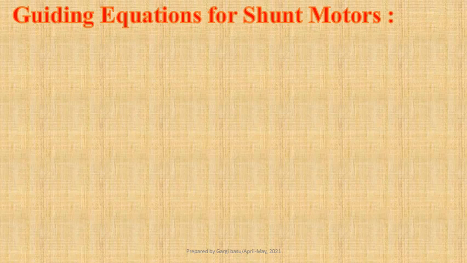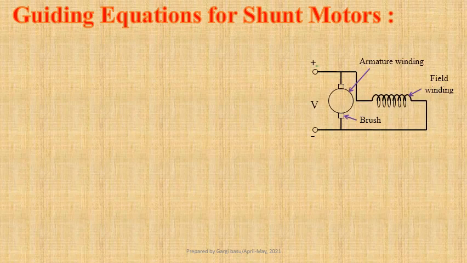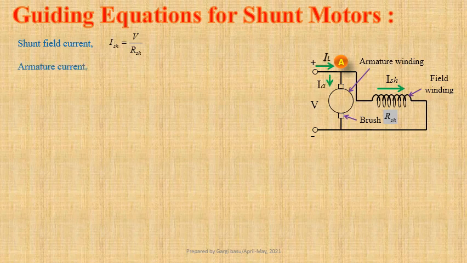In a DC shunt motor, armature and field windings are connected in parallel across a DC source. The current flowing through the shunt field winding ISH equals V by RSH, where V is the supply voltage and RSH is the resistance of the field winding. Applying Kirchhoff's current law at point A, we get the expression for armature current IA equals IL minus ISH, where IL is the current taken from the source.